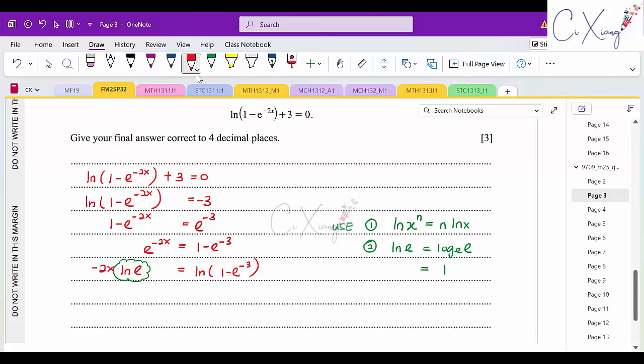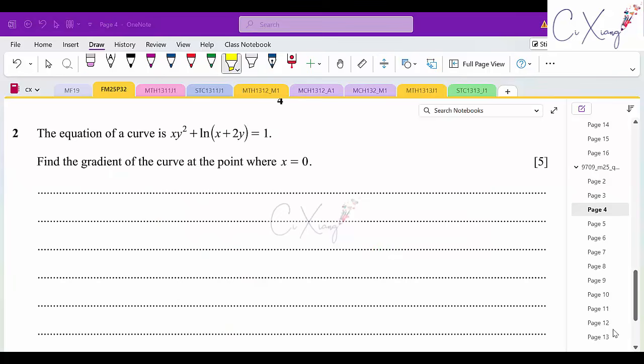Okay, so to get the x, I need to bring the -2 over, it will become -½ then ln 1 minus e power -3. So please try to press calculator and see what is the answer that you get. Alright, so they are requesting the answer in 4 decimal places. So by pressing calculator, by right, if you didn't do any careless mistake, it should be 0.0255. So this is the 4 decimal places answer. Alright, yeah, so this is how we solve the question.